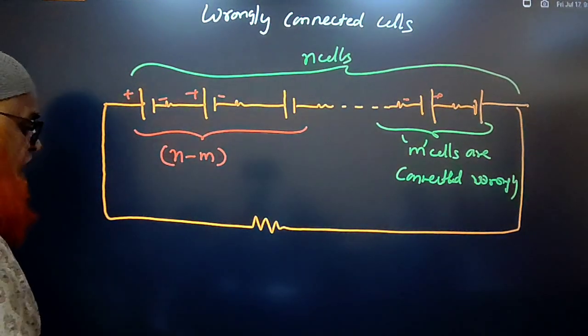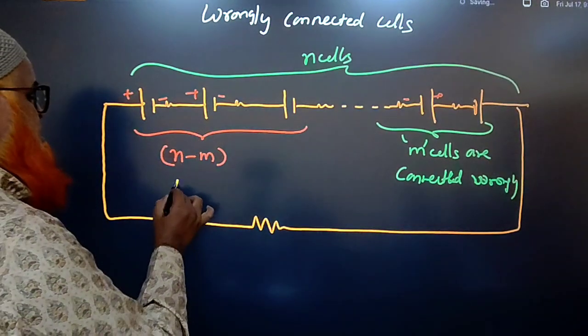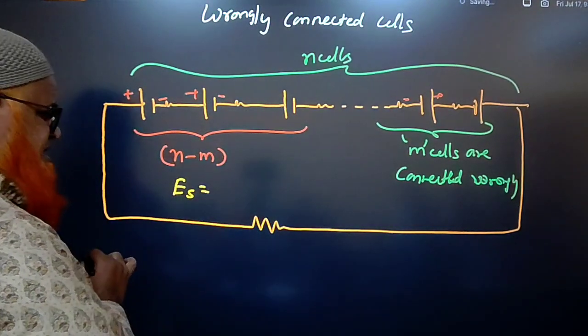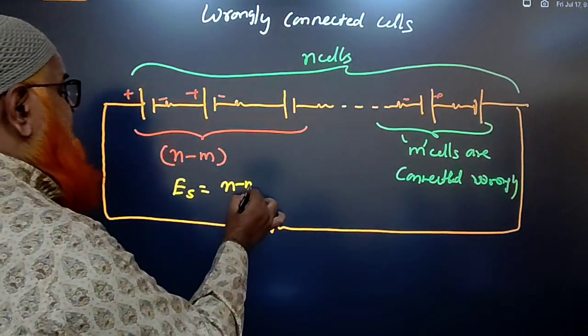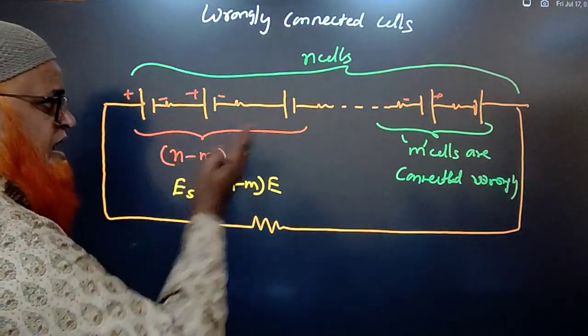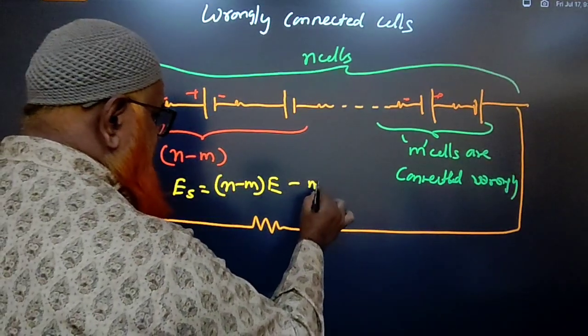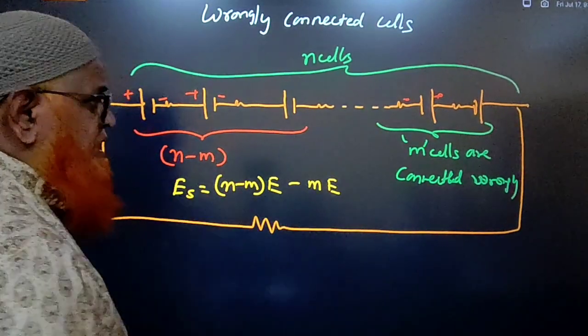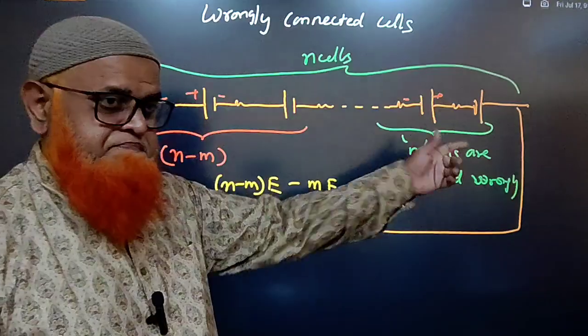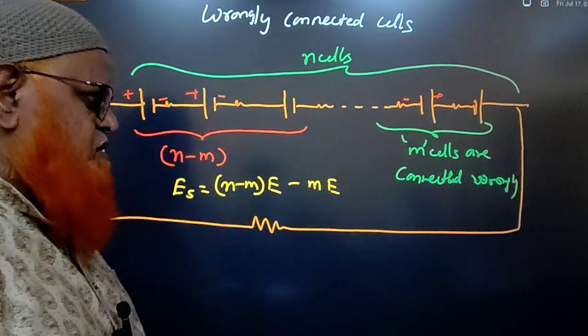See here. All these are in series connection. So therefore, E series is equal to n minus m cells correctly connected, so we write it as positive. Their direction has been changed. How many cells are wrongly connected? m cells are connected wrongly. So we have to subtract them, m cells we have to subtract. Then we will get E series equal to this much.